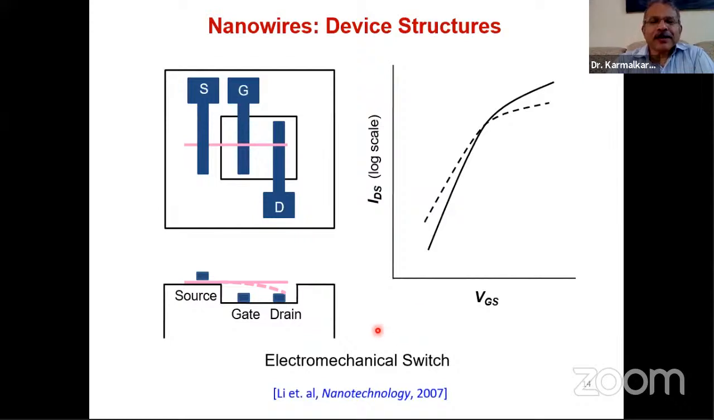You can also make a kind of transistor using this principle, where this gate is used to bend this wire and make a contact to the drain. So when you apply a voltage, a connection will be established by the wire between source and drain because of this bending.